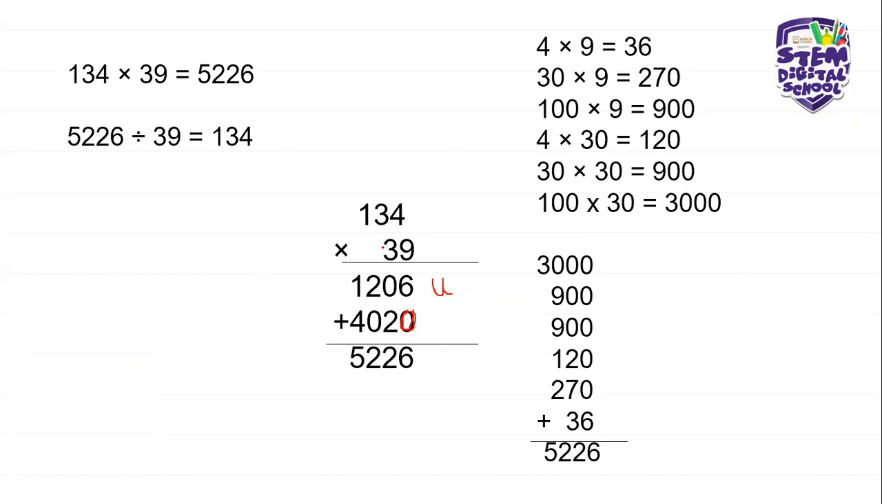So now I said 4 times 3 equals 12. So since that equals 12, I put the 2 down there, and there's another one, there's a remainder, so I put it over the 3.